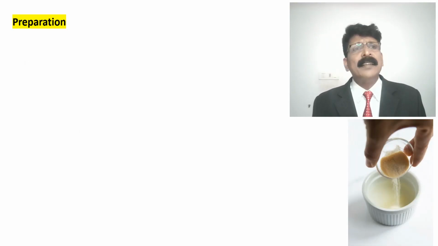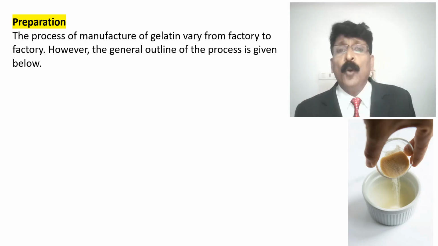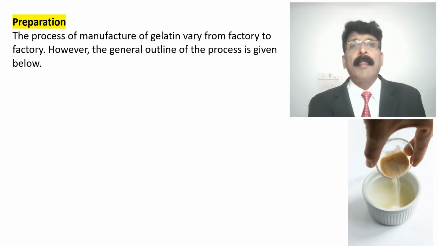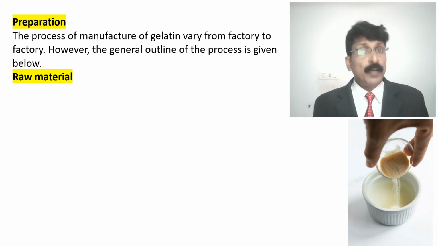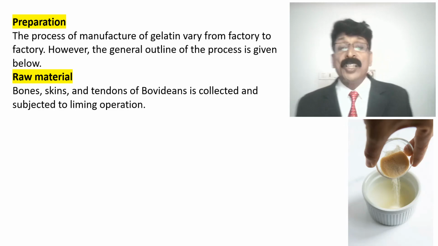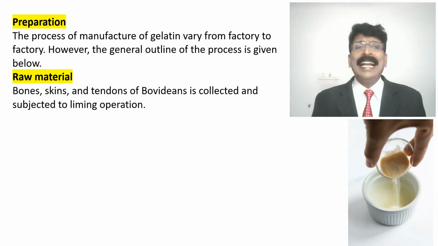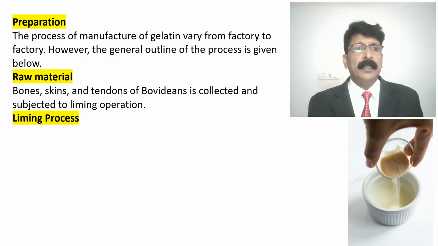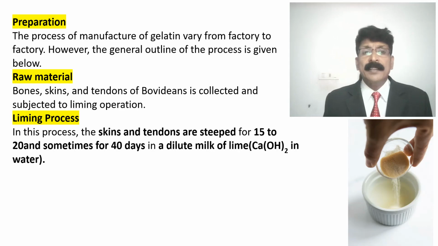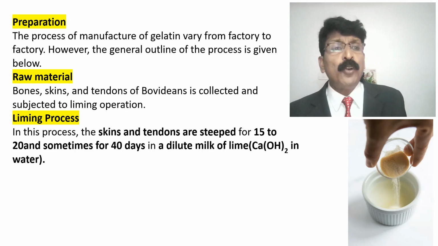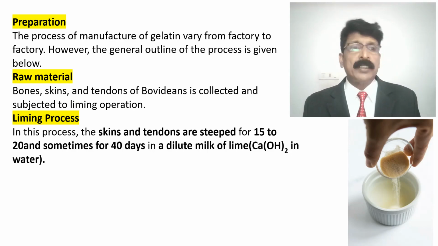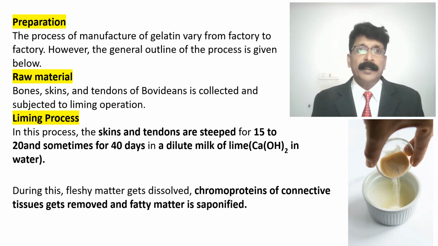The gelatin preparation. The process of manufacturing gelatin varies from manufacturer to manufacturer. However, the general outline of the process is given below. First one is raw material: bones, skins and tendons of the Bovidae family are collected and subjected to the liming operation. Liming operation, not lining, liming operation. Lime, water. Liming process means that in this process the skins and tendons are steeped for 15 to 20, or sometimes 40 days in a dilute milk of lime, calcium hydroxide in water. During this, fleshy matter gets dissolved.